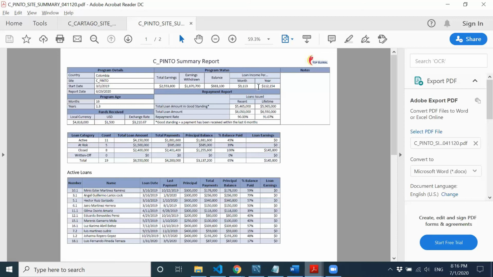Another thing to mention is this part here that talks about loan income. So we have loan income per month and loan income per year, and this can tell you how much they are making on the interest per month. So if they want to hire somebody to manage this or something like that, it's just a number that they can keep in mind, I guess.